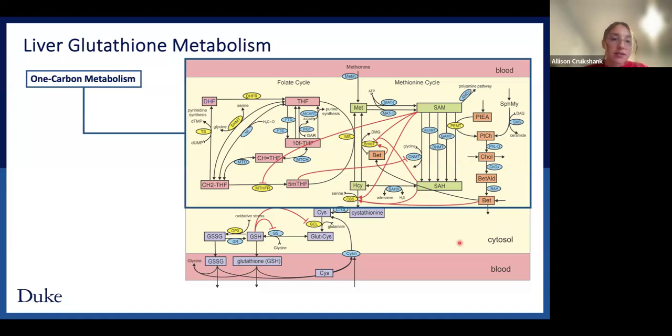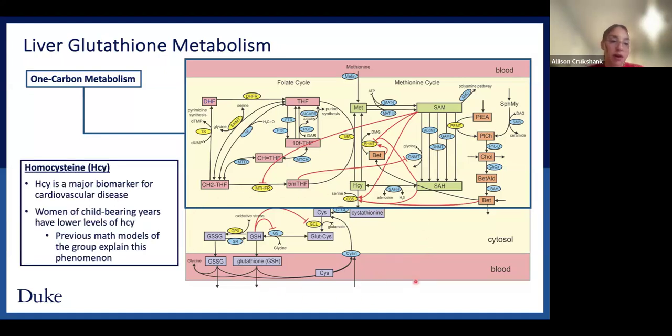The first part of this pathway is one carbon metabolism, like I said. For this talk, the molecule I want you all to focus on in this one carbon metabolism pathway is homocysteine. Homocysteine is basically the molecule that connects one carbon metabolism to the glutathione pathway down here. Homocysteine is important because it's a major biomarker for cardiovascular disease. Women of childbearing years have lower levels of homocysteine than men and postmenopausal women, and previous mathematical models of our group have helped to explain this phenomenon.